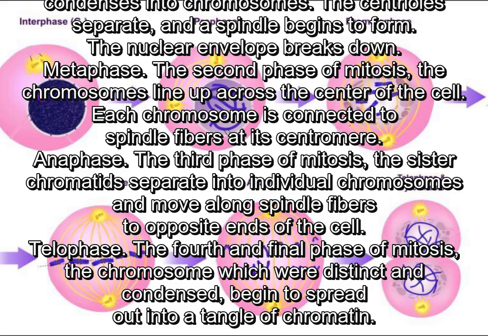Anaphase, the third phase of mitosis. The sister chromatids separate into individual chromosomes and move along spindle fibers to opposite ends of the cell. Telophase, the fourth and final phase of mitosis. The chromosomes, which were distinct and condensed, begin to spread out into a tangle of chromatin.